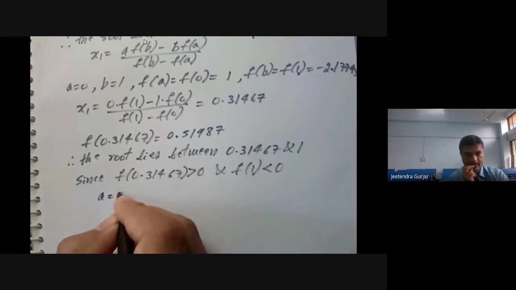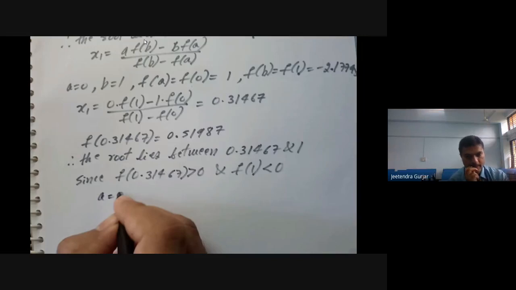Why we take the roots? This is the reason that f of 0.31467 is greater than 0 and f of 1 is less than 0. Already you have seen what is the value of f of 0.31467. The answer is 0.51987. Yes, this is what we get the value. And f of 1 already in the first example, first only we have solved. What is f of 1? Minus 2.17798. So everyone will get confused and make mistake in this only.